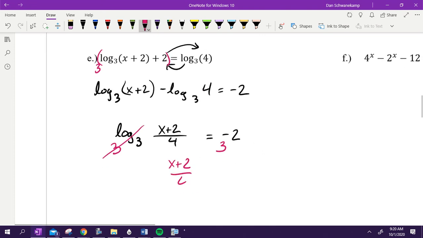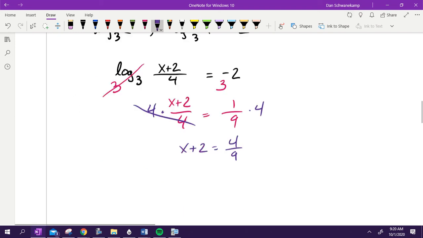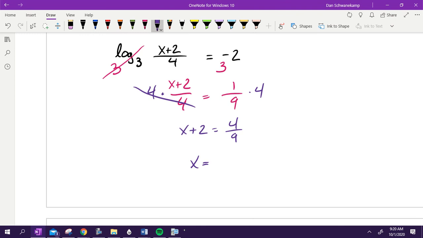So x plus 2 all over 4 is equal to 1/9. Multiply by 4. X plus 2 equals 4/9. Minus 2, so I'm minusing 18/9. So my answer is going to be negative 14/9.